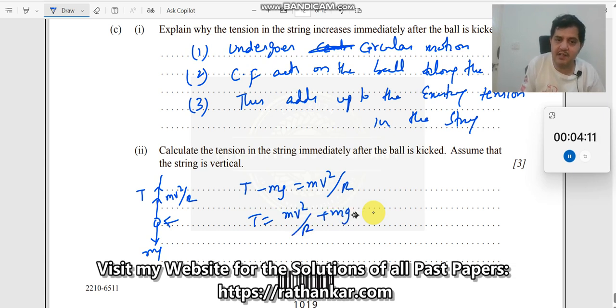Okay, I did not use a cos theta because it says calculate tension in the string immediately after the ball is kicked. Okay, at this point only. It has not made an angle now. It is just about to make an angle. Okay, assume the string is vertical. That's what it tells you. So I take m common.